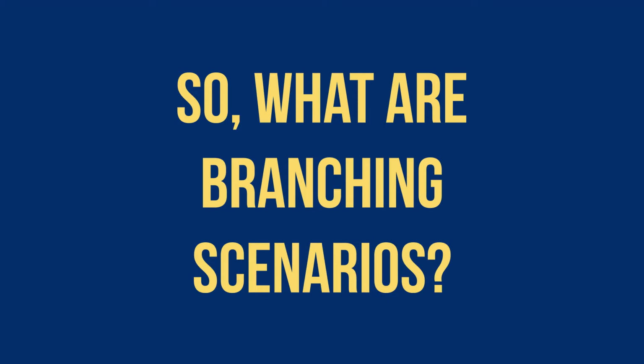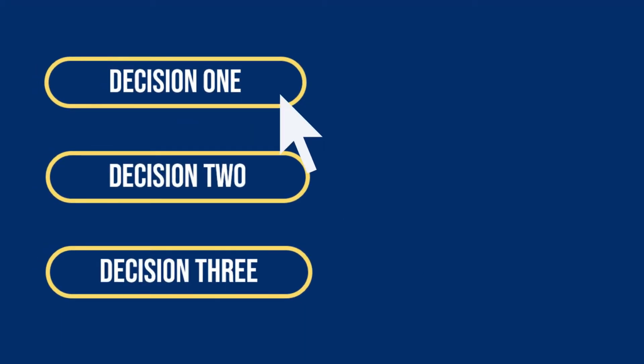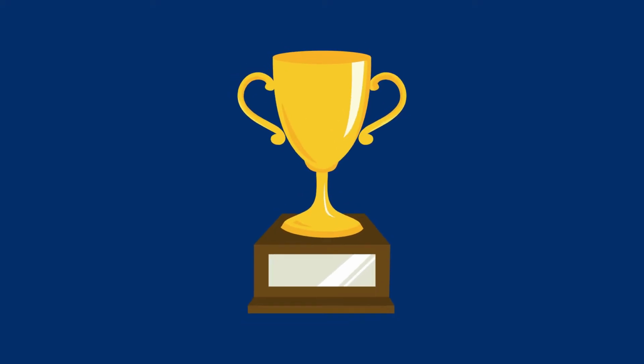So, what are branching scenarios? Well, a branching scenario is an interactive activity or game that presents learners with a specific scenario. For example, let's say we are running call center agent training for an insurance company. Our scenario could be a client calling into the call center to buy life insurance. The goal of the game is to make the sale, and we'll give the learner feedback based on 3 performance areas.